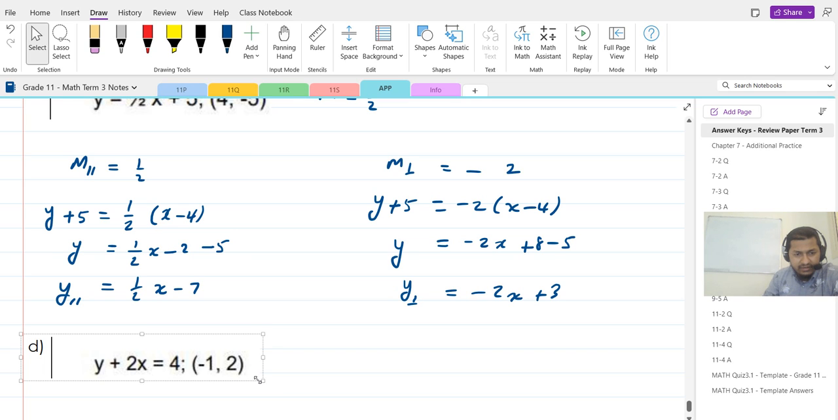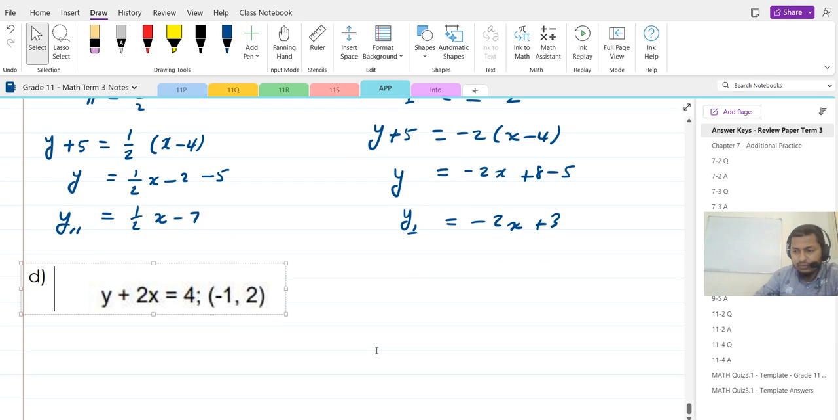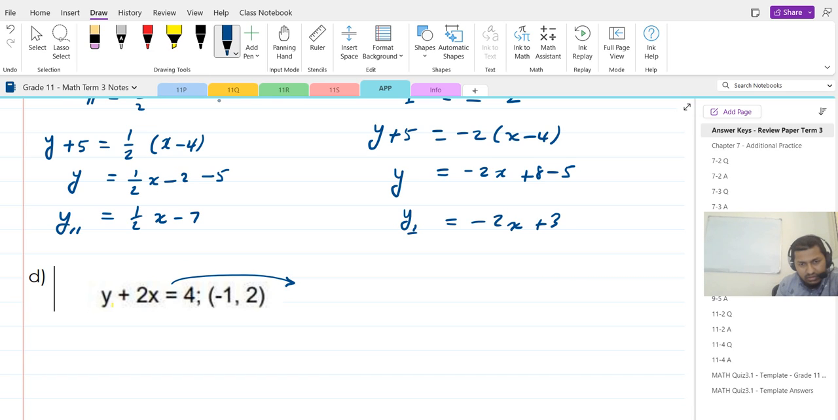So we have y plus 2x equals 4. Be careful here because we want to find the slope of this line. So we need to rewrite this equation in slope intercept form. So y equals negative 2x plus 4, because you have to solve for y, right? All the previous examples had y equals, right?